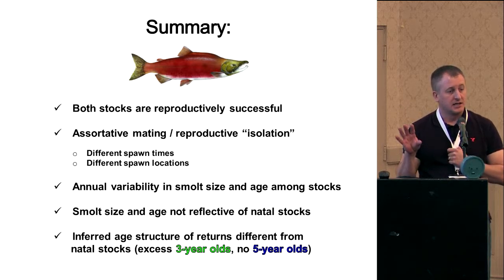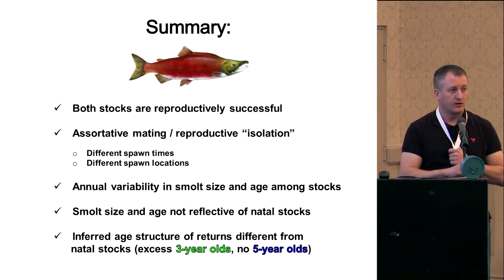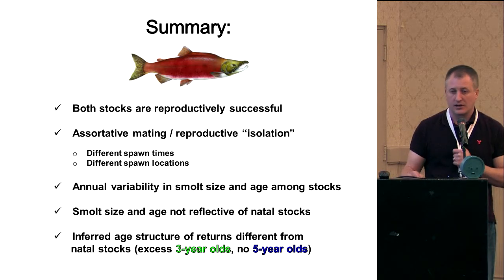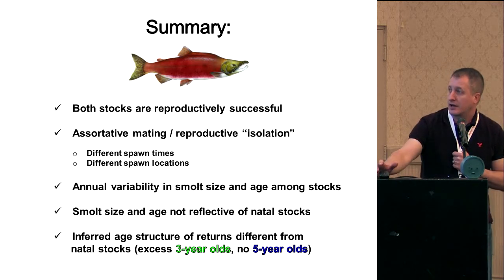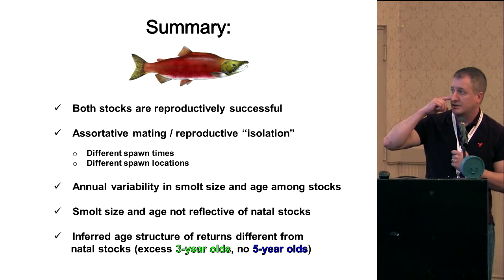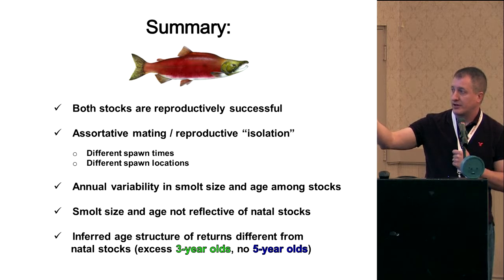But the Wenatchee origin fish may be more inclined to do better in the lake environment because it's more similar as far as water temperature, glacial bed, and the local ecology of the lake. But they do have different spawn times and different spawn locations. We're seeing some interesting variability in smolt size and age. It's not reflective of the natal stocks. And the inferred age structure of the returns is curious to me.